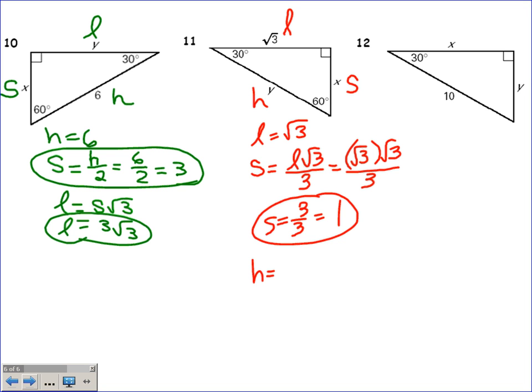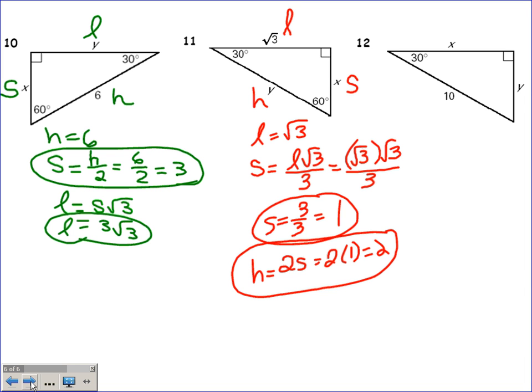Hypotenuse. What's the formula for hypotenuse based on the short side? Yeah, so 2 times 1, which equals 2. Okay, so our hypotenuse is 2, our short side is 1, and the long side is the square root of 3. That's good. Rashad just left.